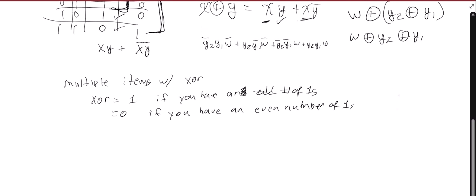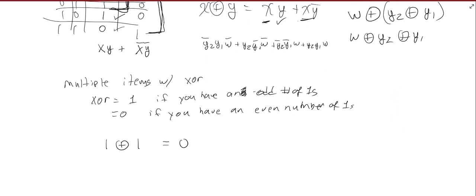So, for example, 1 exclusive OR 1 is 0 because I have an even number of 1s. 1 exclusive OR 1 exclusive OR 1 is 1 because I have an odd number of 1s. I can add as many zeros to this as I want and it doesn't affect anything. It's just the number of 1s that tells you whether or not your exclusive OR is equal to 1 or not.